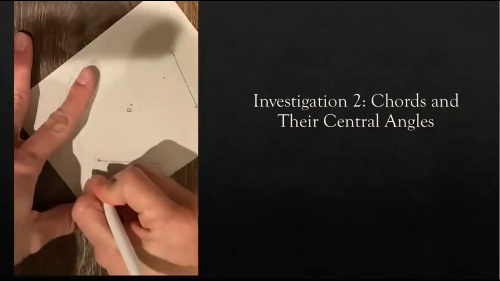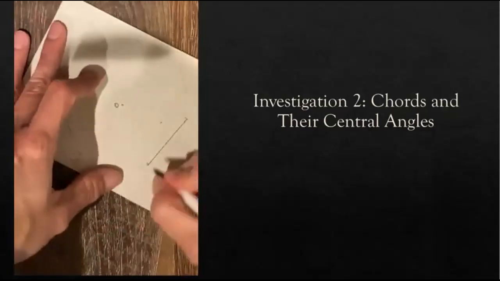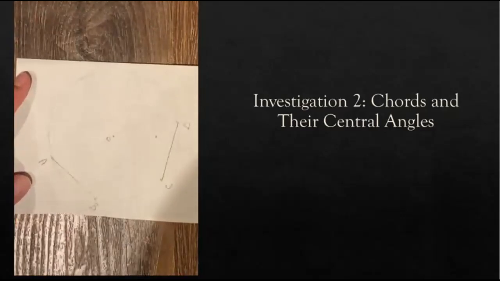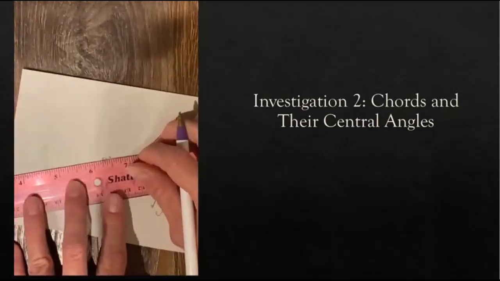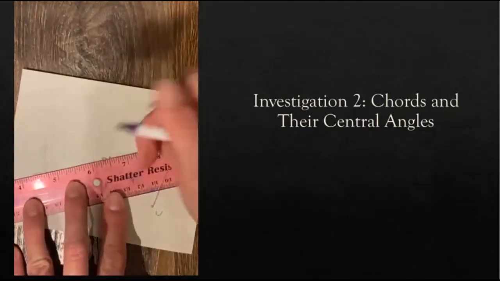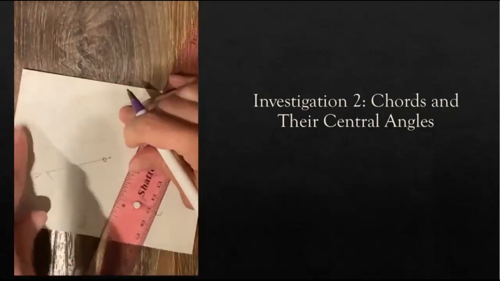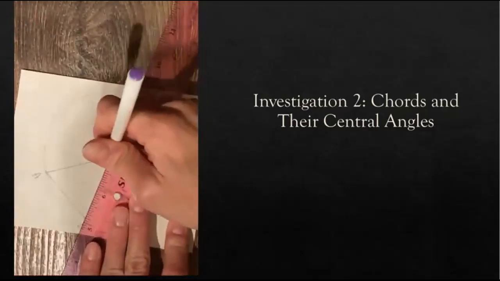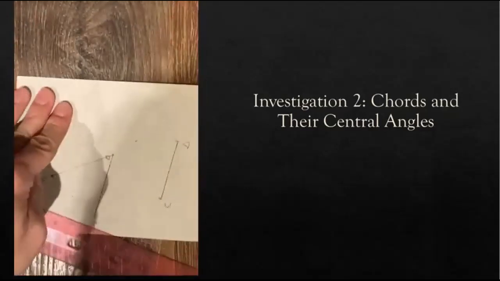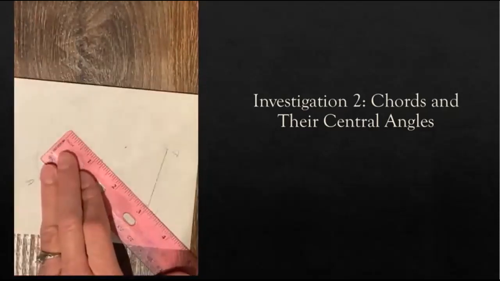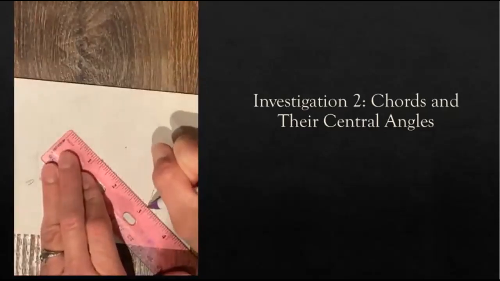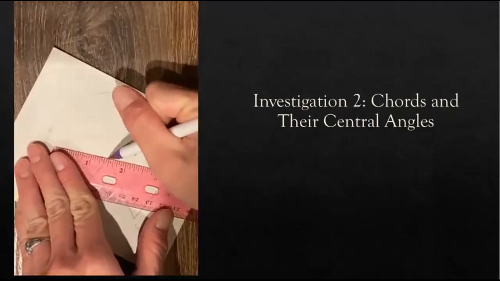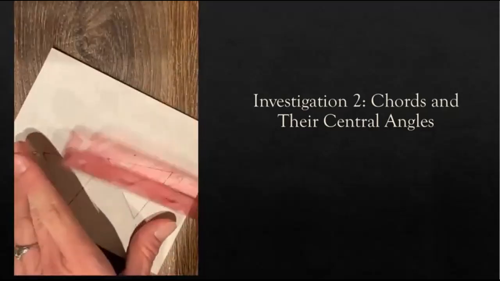Now that you have those chords, you're going to be drawing in the radii from the end of each chord to the center O. There's my first central angle drawn. My second central angle drawn.